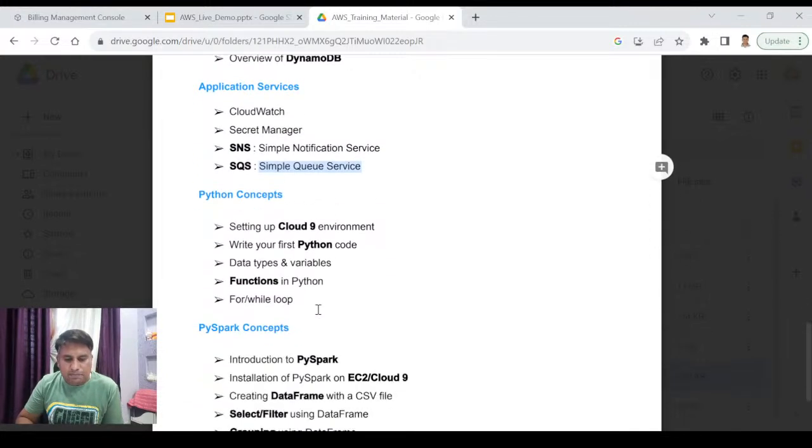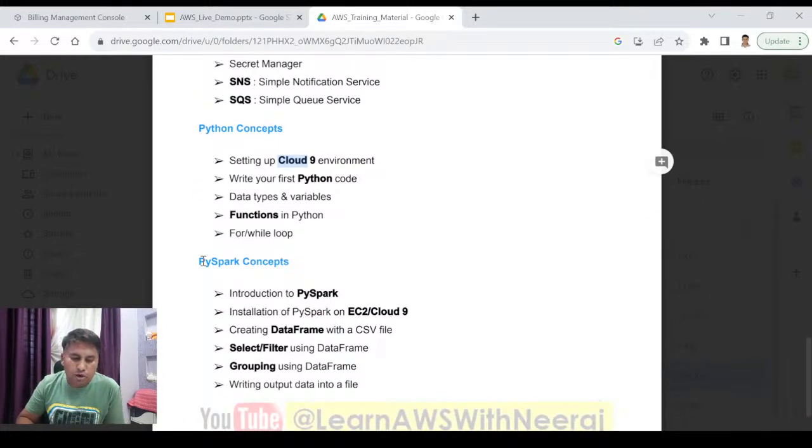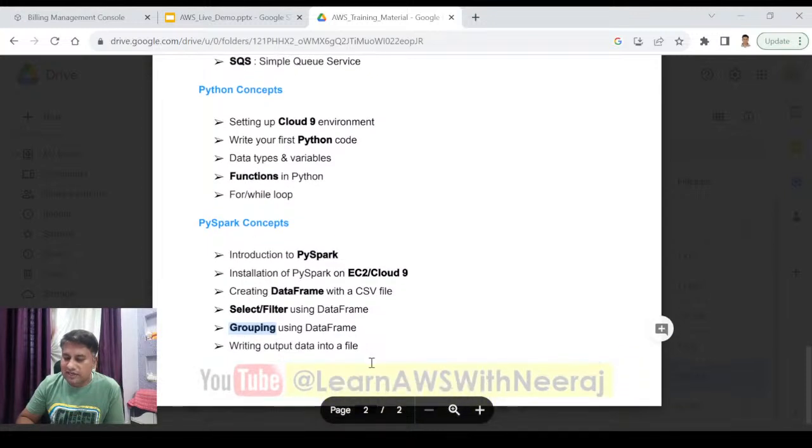After that, we will talk about setting up the Cloud9 environment. Someone was asking what is an example of PaaS, Platform as a Service. Cloud9 is an example of PaaS, and we will be using Cloud9 for doing our development. I will explain how to write the code, how to test your code, and all that stuff. We'll also talk about PySpark, how to create a data frame with a CSV file, how to do selecting, filtering the data, grouping the data, how to read the data, and how to write the output data into a file.